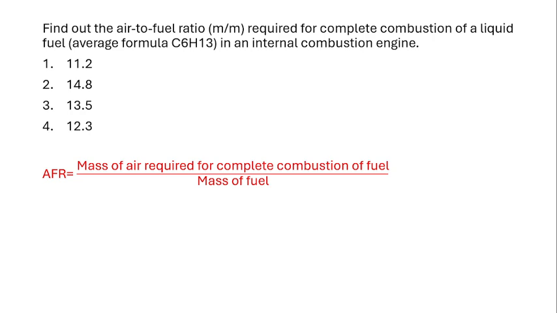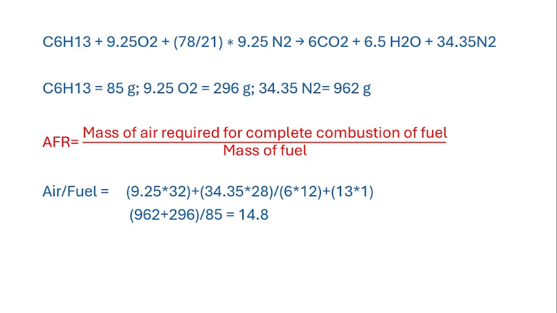Okay, we'll see the solution. The answer is 14.8. So how is it solved? For C6H13, we require 9.25 moles of oxygen, and we require 78 by 21 into 9.25 nitrogen, so that it produces 6 moles of carbon dioxide, 6.5 moles of H2O, and 34.35 nitrogen.